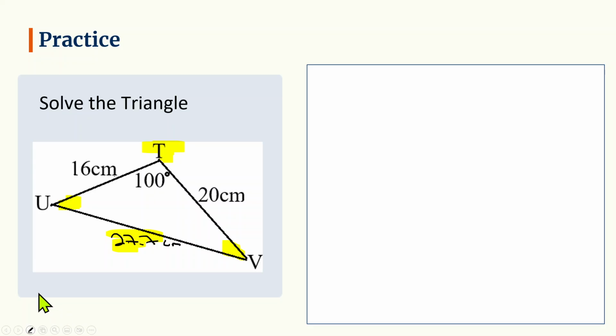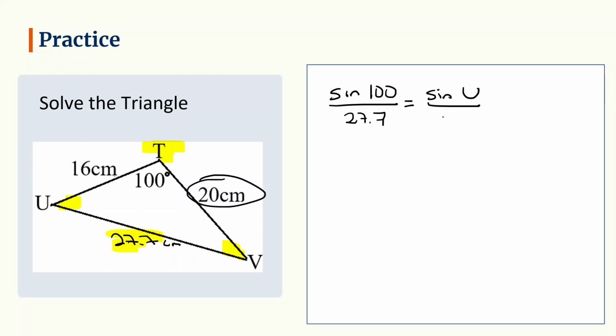So now that I know t, the angle, and t, the side length, I can use the sine law. So you never need to use the cosine law more than once in a question, because I now know, after using the cosine law, that I can set up the sine law with sine 100 over 27.7. And then, well, what am I going to put here? U or V? It doesn't matter. Pick one. I'm going to use U. So sine U over 20.